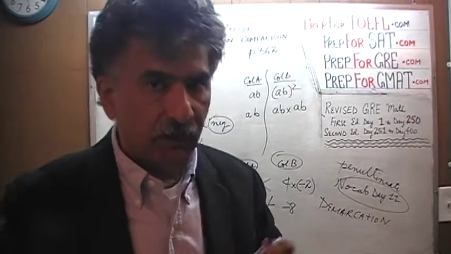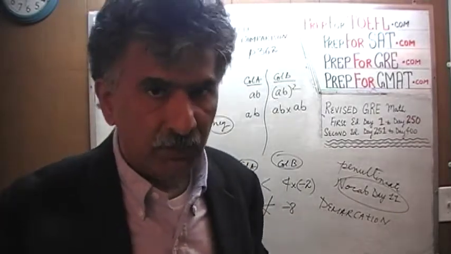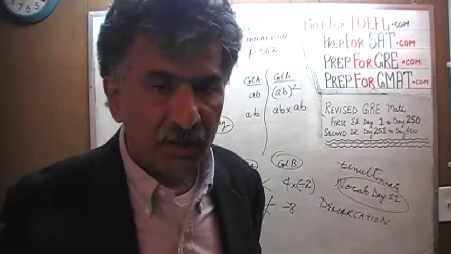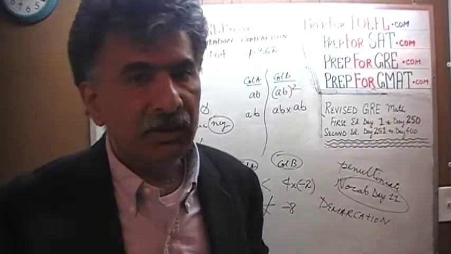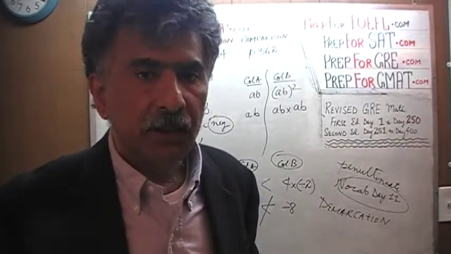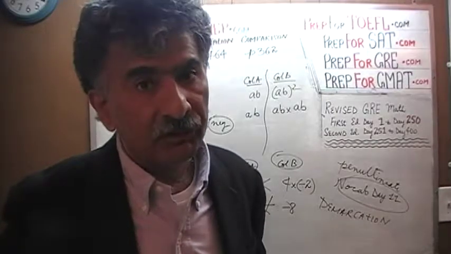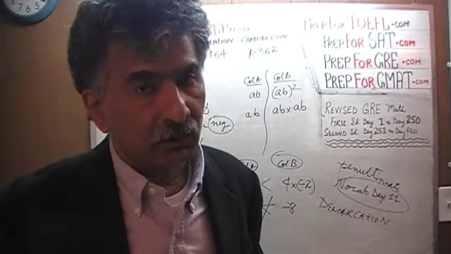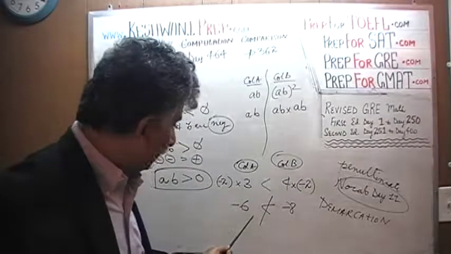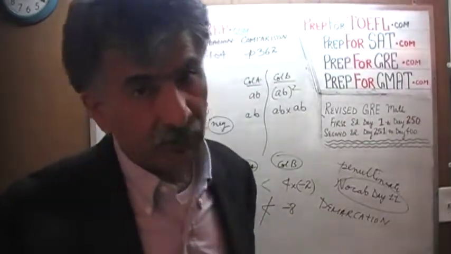We can multiply both columns by the same positive quantity. We can divide both columns by the same positive quantity. But we are not allowed to multiply or divide the two columns by a negative number, because multiplying the two columns by a negative number, as you can see, reverses the direction of the inequality.